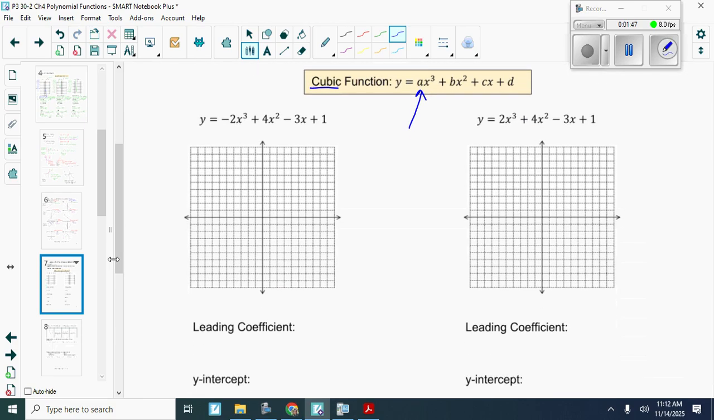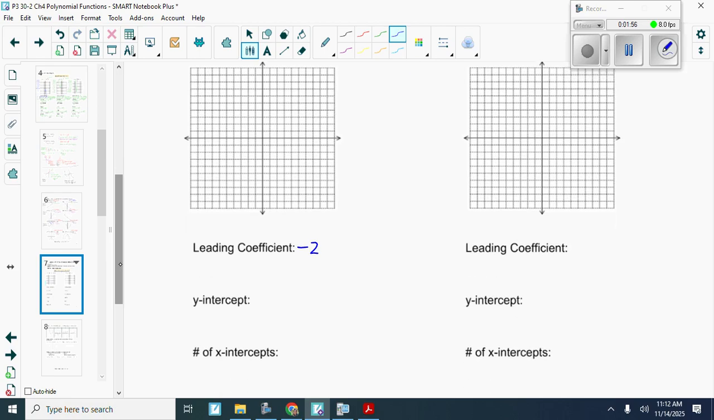What's our leading coefficient? What number is it? Yep, -2. So what happens when we have a negative leading coefficient? What does that mean? We just did this. Yes, down on the right. So when we are describing this, we're going to say down on the right, and we're going to remind ourselves that's because we have a negative leading coefficient.